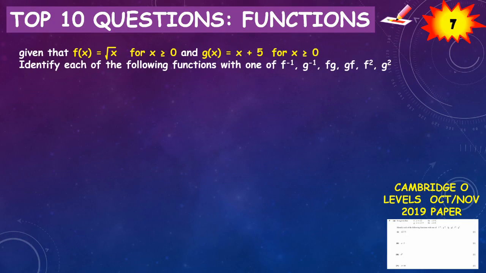Given that f(x) equals the square root of x for x more than 0, and g(x) equals x plus 5, also for x more than 0. Identify each of the following functions with one of f inverse, g inverse, fg, gf, f squared, or g squared.